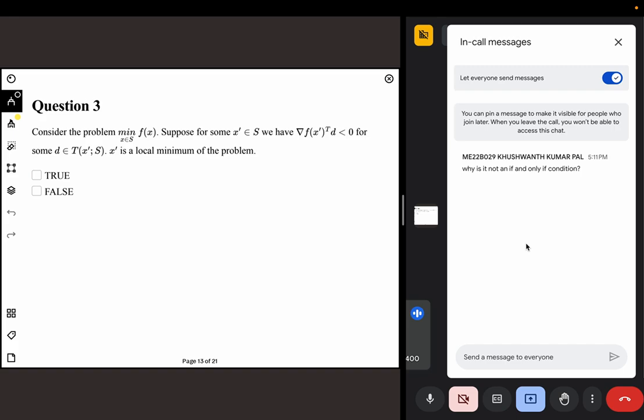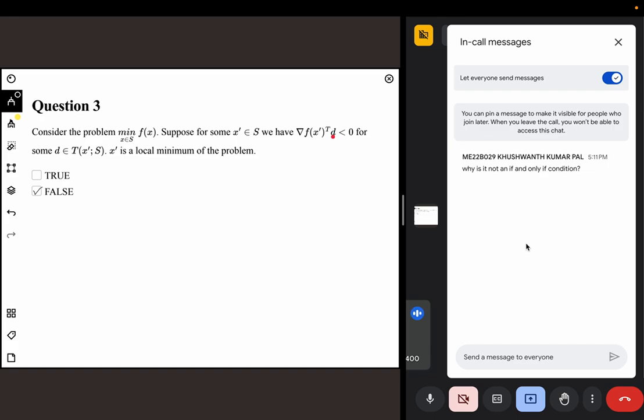Okay, this is a straightforward thing from the theorem that I stated before. Let's say you have to minimize some function f, x belongs to S. Suppose for some x star belonging to S, we have this less than 0. Then is x star a local minimum of the problem? Is it true or false? False. This question is just to help you recall whatever we have done.